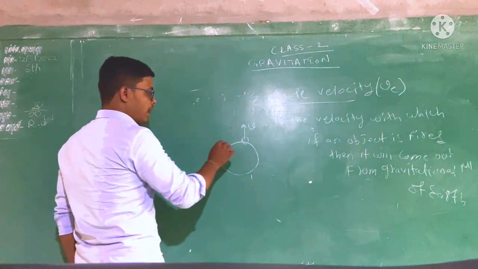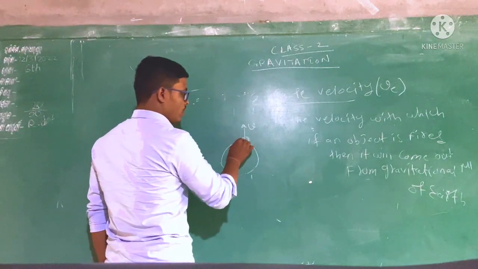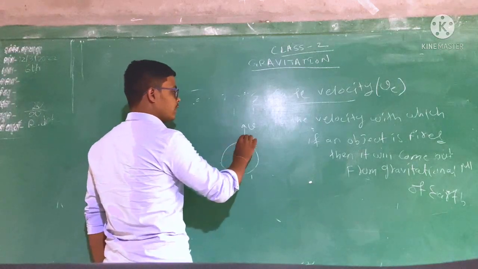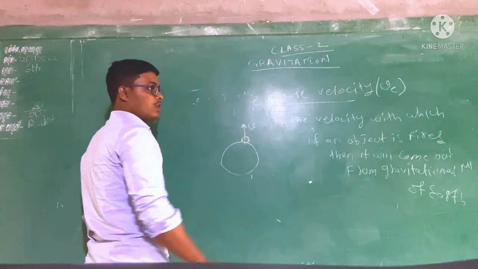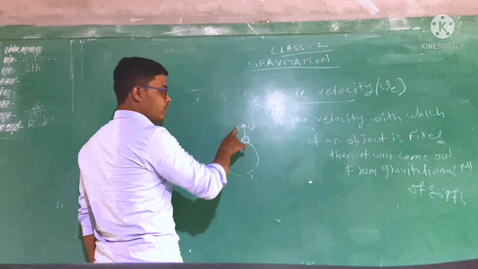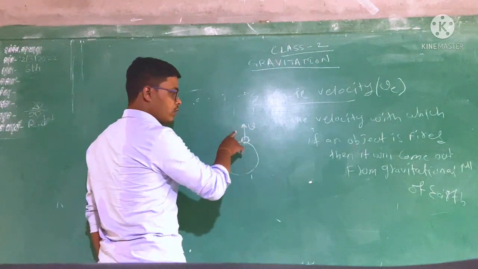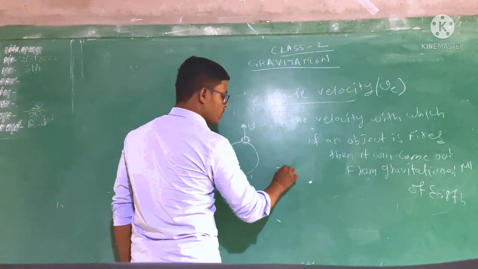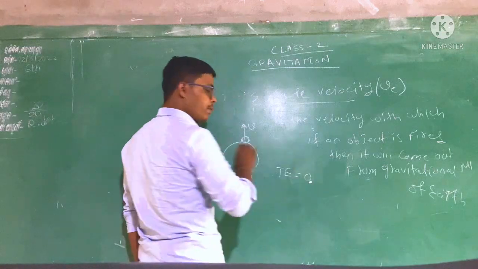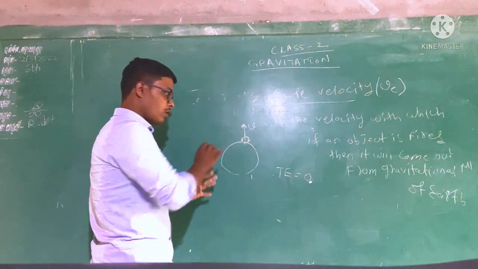Okay, so what will happen? When the object is moving upward, remember it will never come back. Okay, it will never come back. So the total energy will be zero. It will never come back downward.